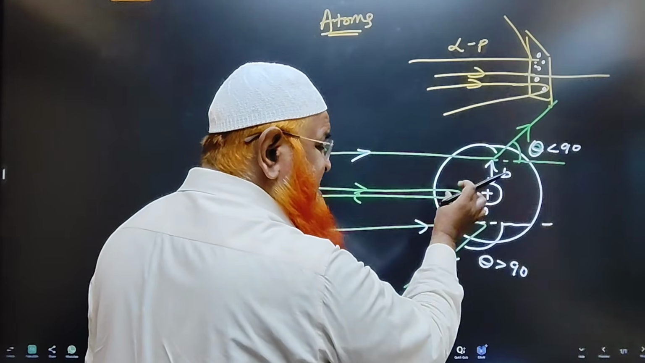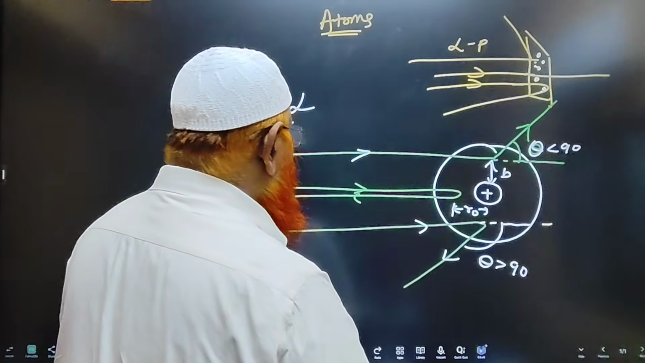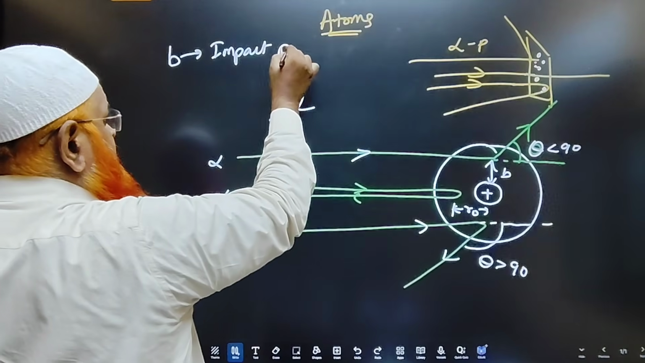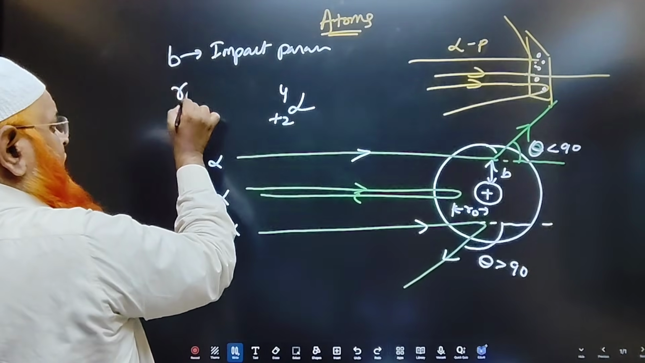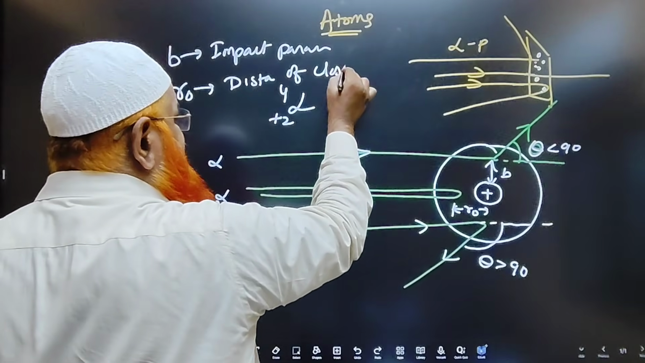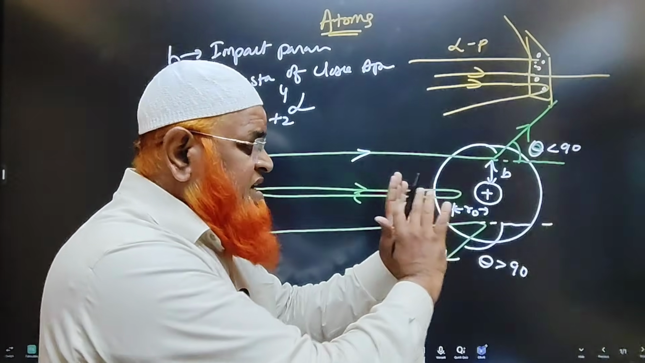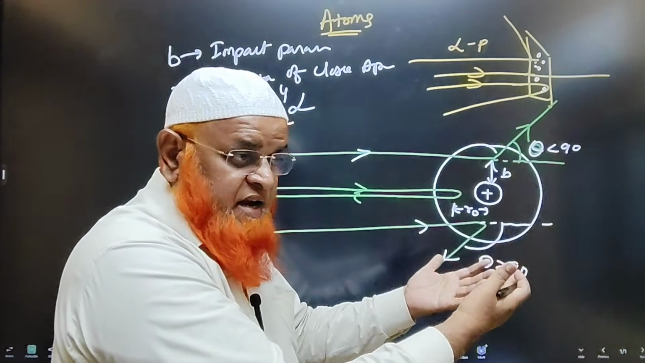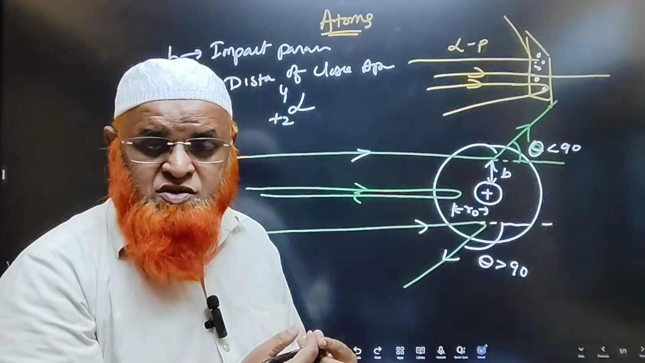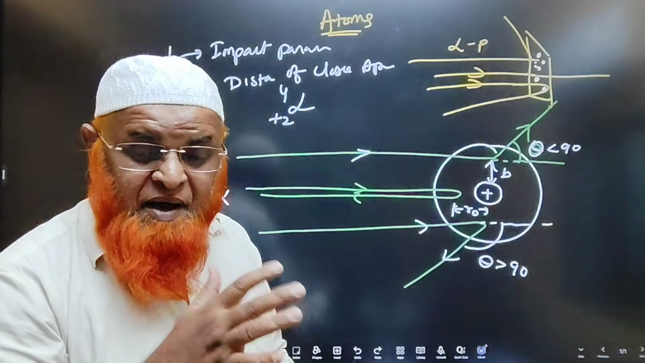How close can it reach up to the nucleus? Because of repulsion, again it turns back. This is called R naught. So here B is called impact parameter, and R naught is called distance of closest approach. It can move up to that point. Beyond that, it cannot move. If it tries to move, it gets repelled back because same charges repel. Alpha is also positively charged. The nucleus also has protons which are positively charged. So B is called impact parameter.